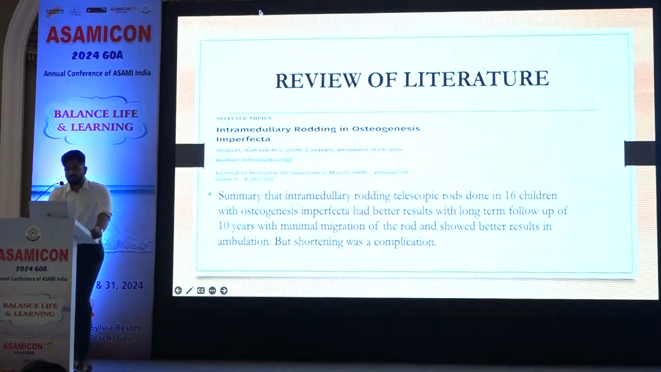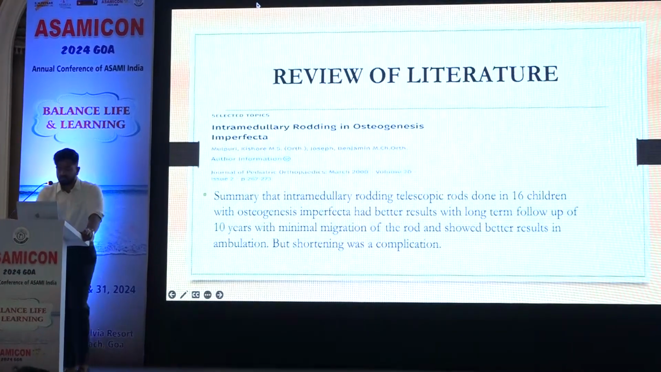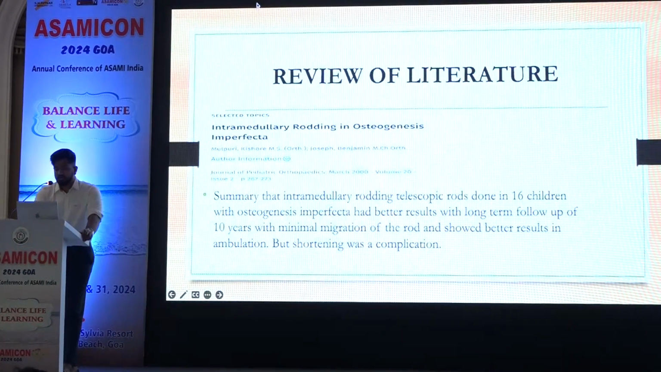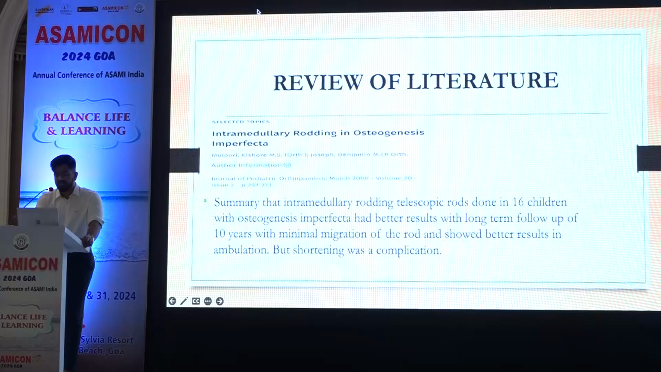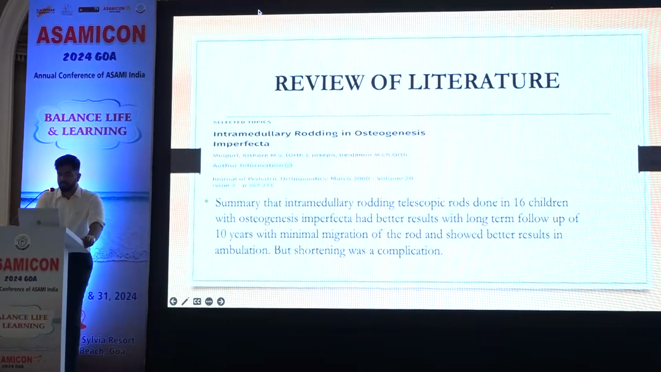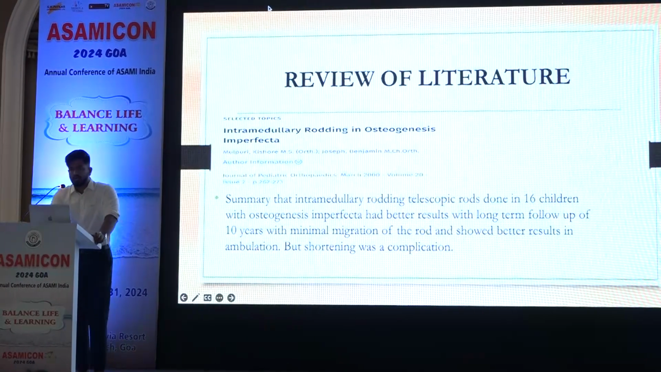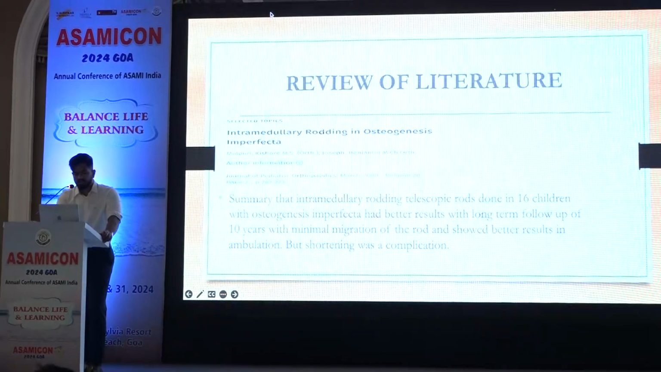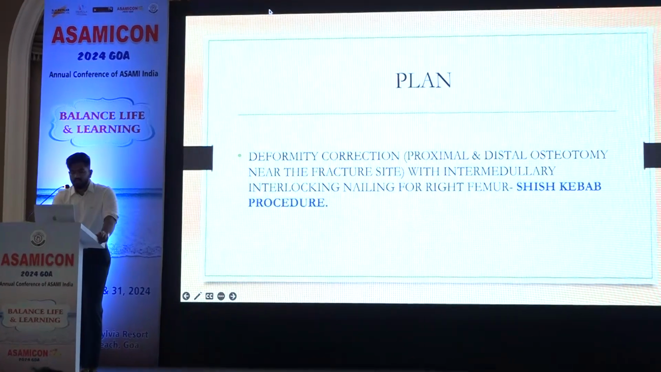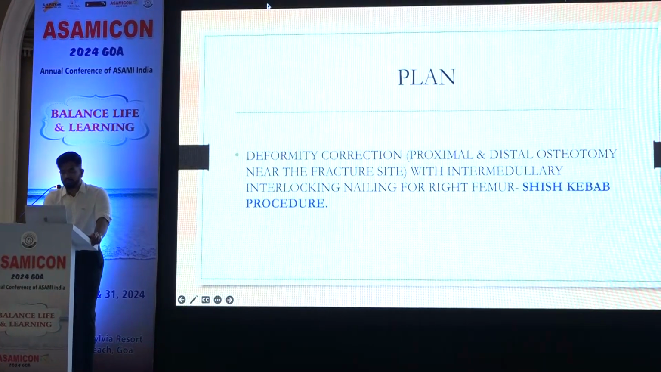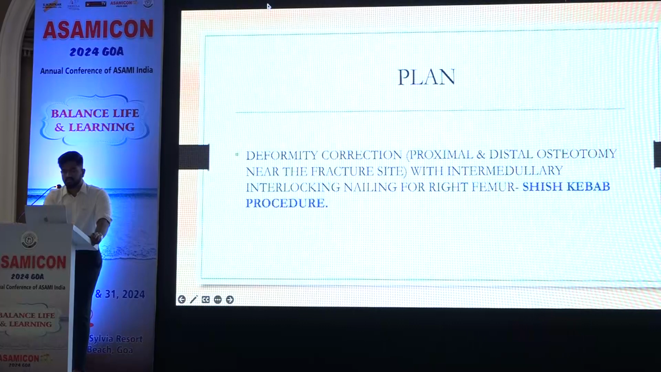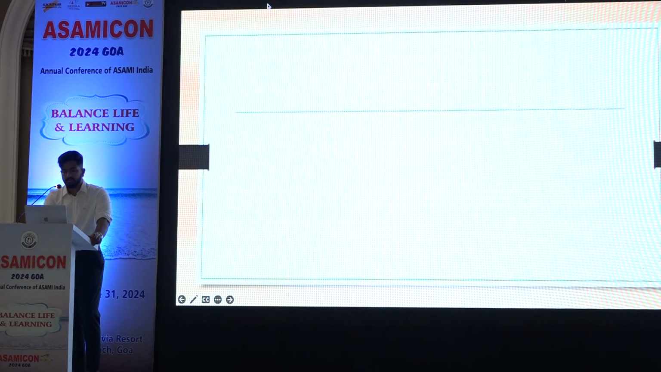This is the literature supporting the use of intramedullary rodding done for osteogenesis imperfecta, which had better results with long-term follow-up of 10 years with minimal migration of the rod and showed better results in ambulation. But shortening was a complication. The plan was to do a proximal and distal osteotomy near the fracture site to correct the deformity with intramedullary interlocking nailing of the right femur.